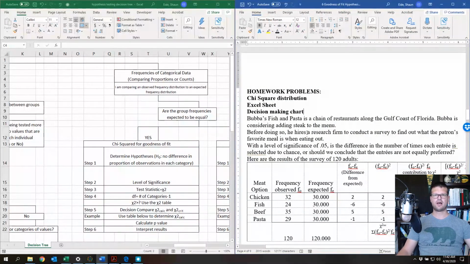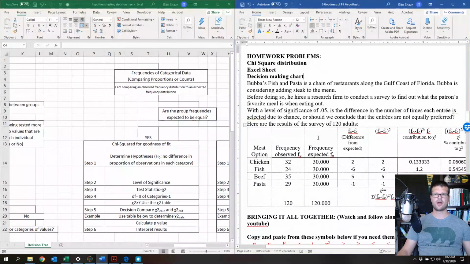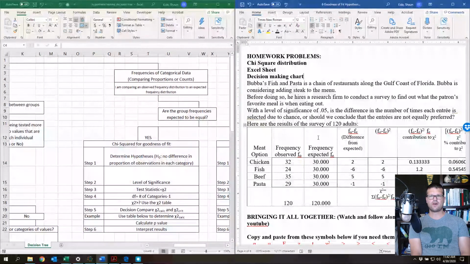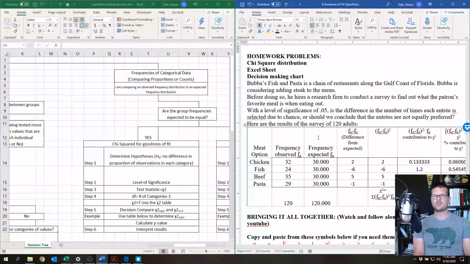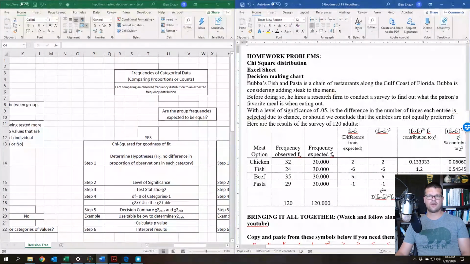Bubba's Fish and Pasta is a chain restaurant along the Gulf Coast of Florida. Bubba is considering adding steak to the menu. Before doing so, he hires a research firm to conduct a study to find out what patrons' favorite meal is while eating. With a level of significance of 0.05, is the difference in the number of times each entree is selected due to chance, or should we conclude that the entrees are not equally preferred? Here's the results.